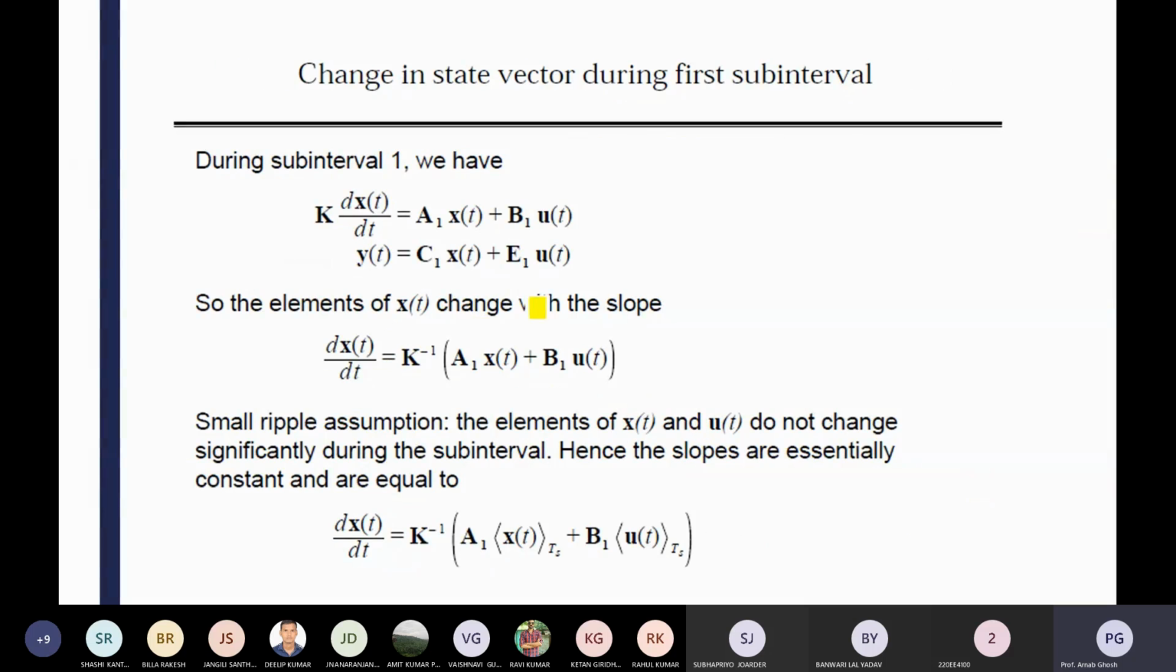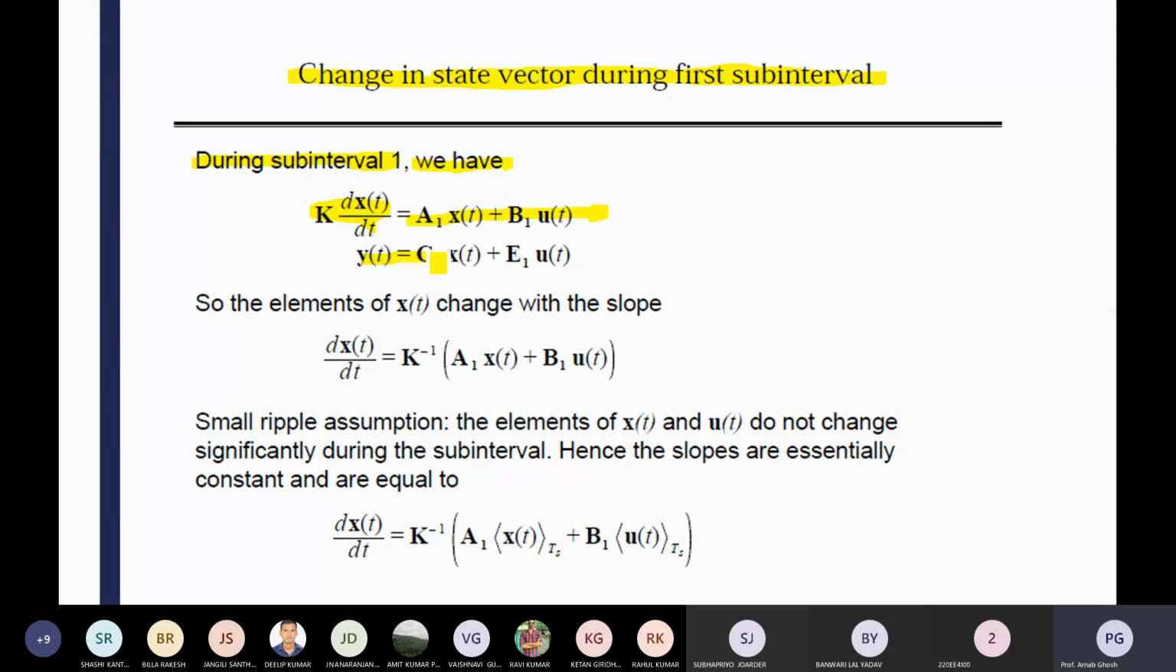So you know the state vector. Now you have to calculate the state vector for the first interval, meaning during sub interval 1. During sub interval 1, you have the vector K dx/dt, that is your A1 x(t) plus B1 u(t).